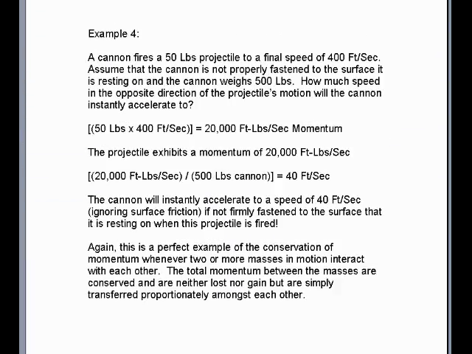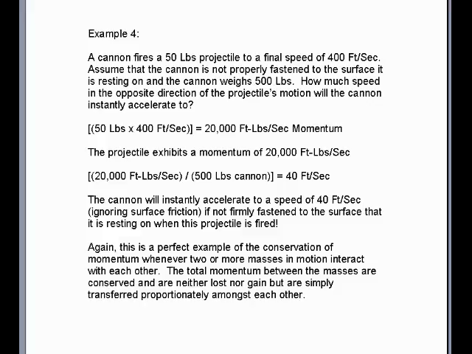Next example. A cannon fires a 50-pound projectile to a final speed of 400 feet per second. Assume that the cannon is not properly fastened to the surface it is resting on, and the cannon weighs 500 pounds. How much speed in the opposite direction of the projectile's motion will the cannon instantly accelerate to? Well, you have a 50-pound projectile times the final velocity speed of 400 feet per second. So multiplied out, that's 20,000 foot-pounds per second of momentum.